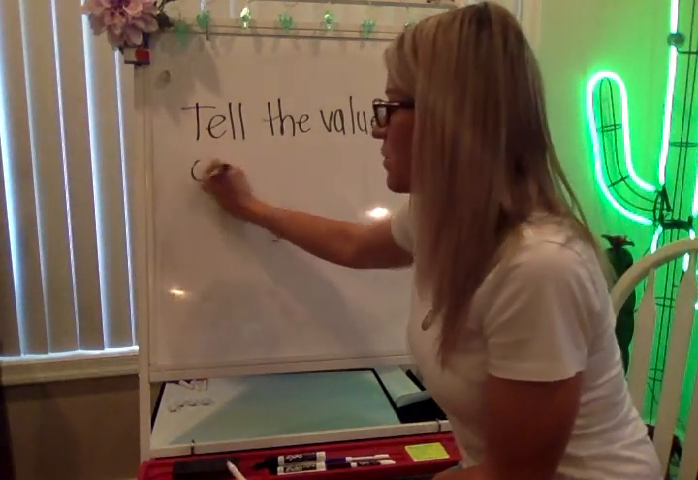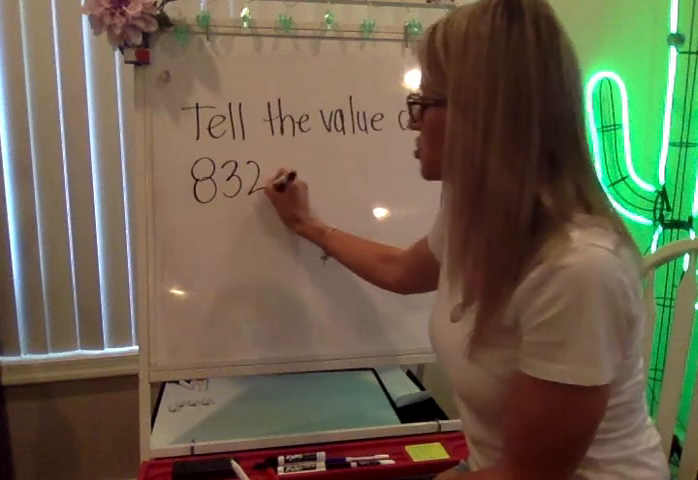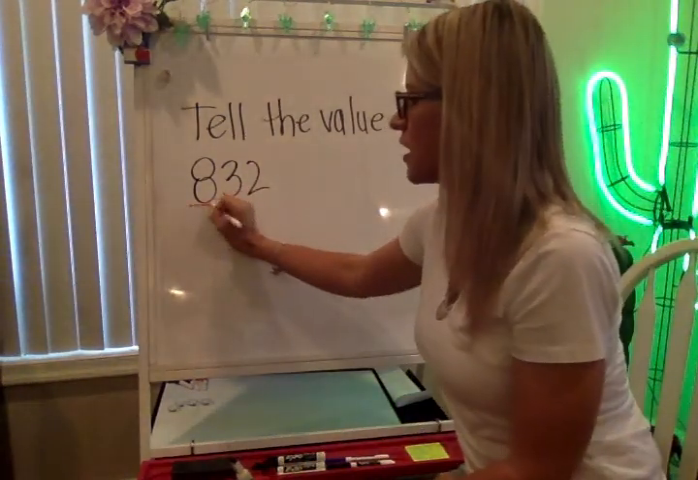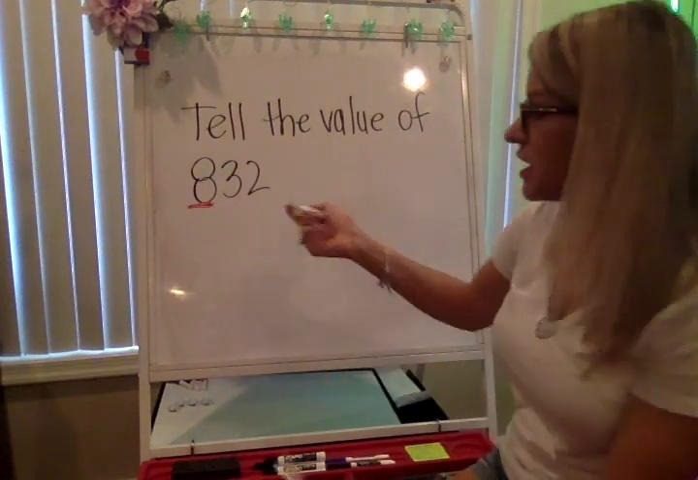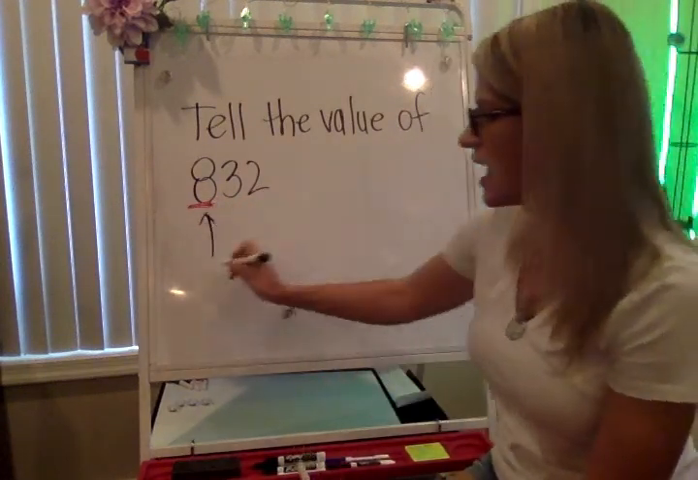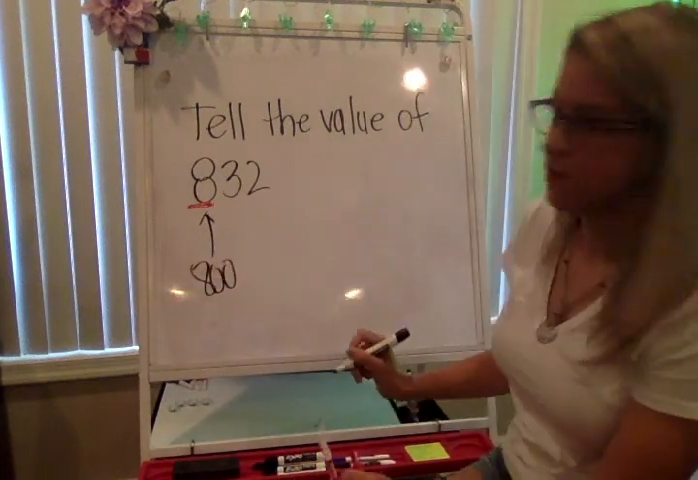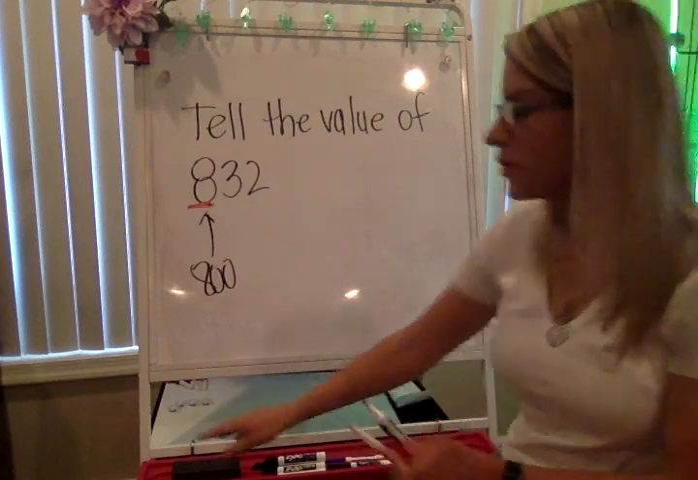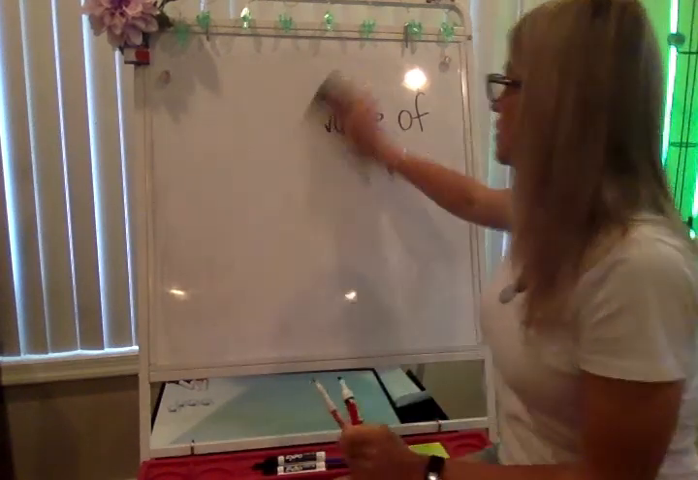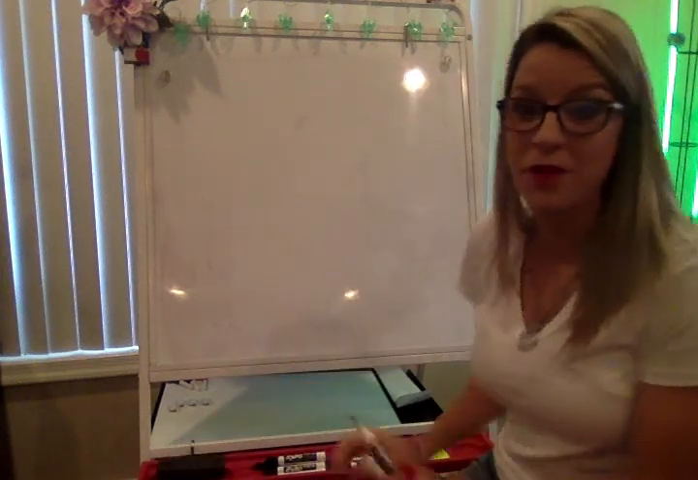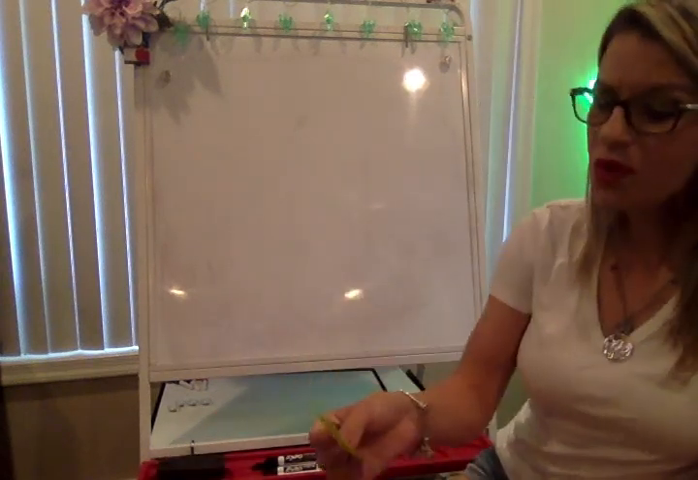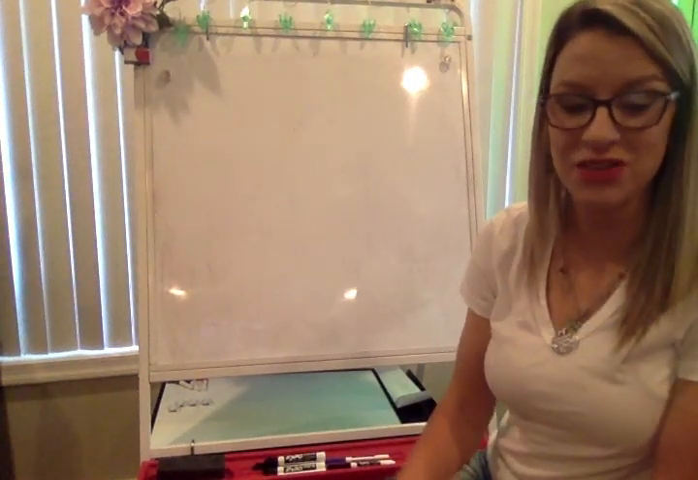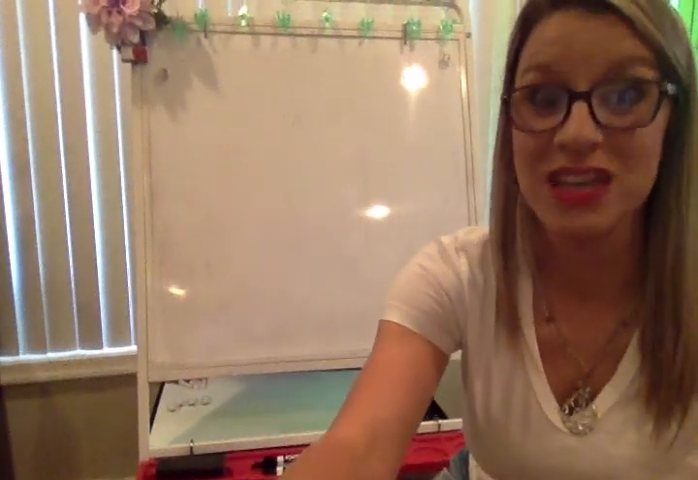So if I was telling the value of 832 and I said tell the value of the 8 in this number, I'm going to underline that number. I'm going to think about it, and I know that the value of that 8 is 800. That's what the value of the 8 is. That's all we're going to be practicing today. So the couple of forms that we discussed: standard form, expanded form. We did unit form, word form. We talked about how to make a model, and then we discussed how to tell the value of a certain digit in the number.